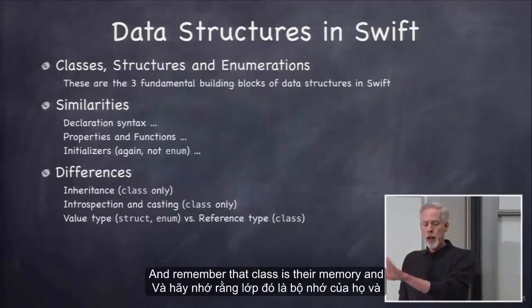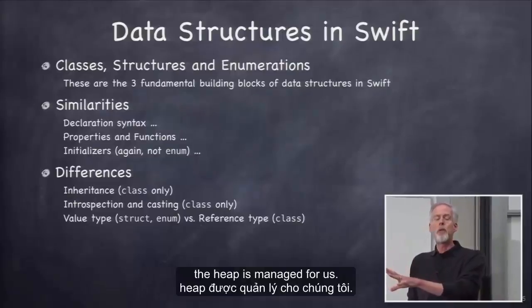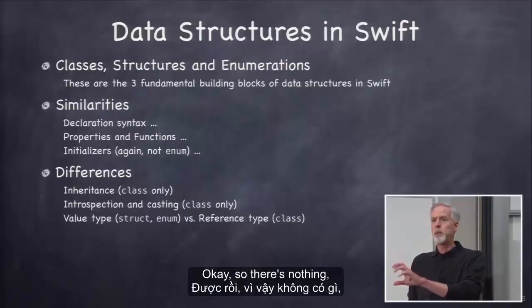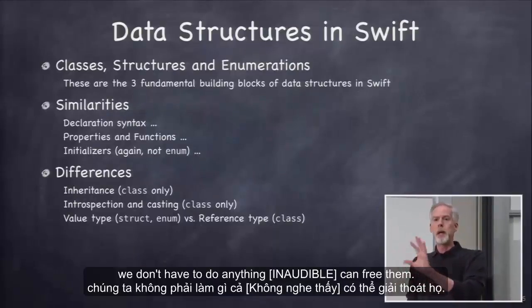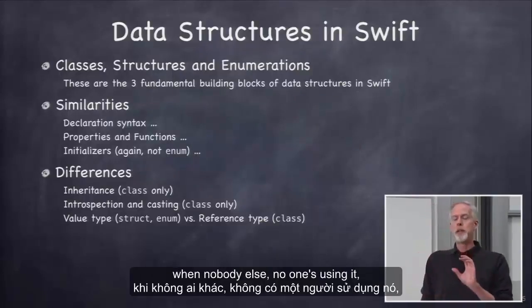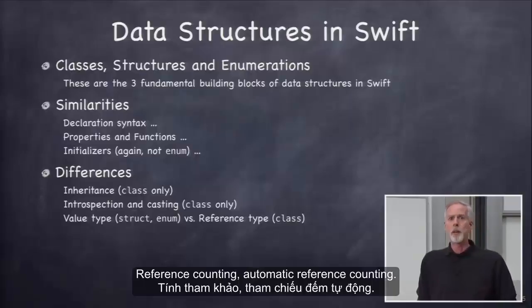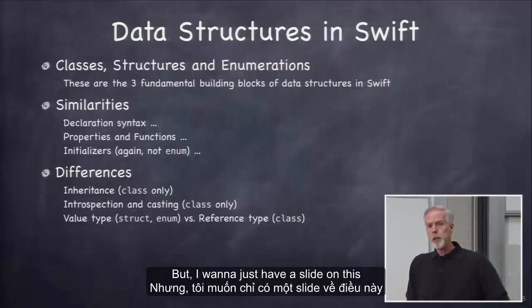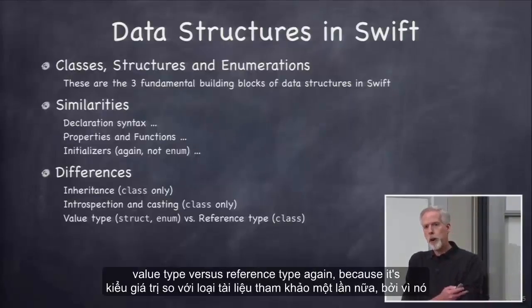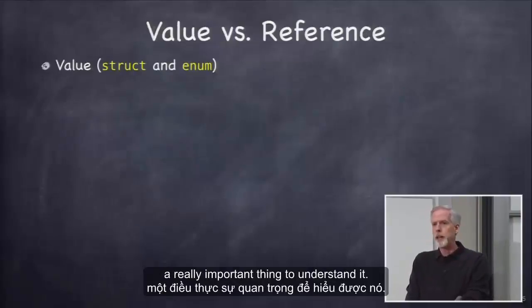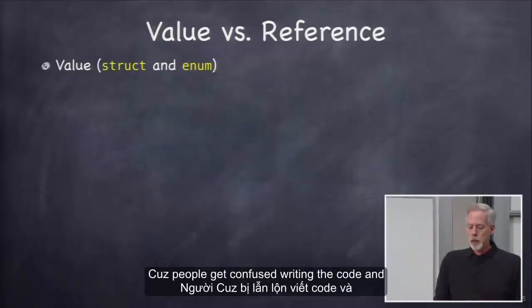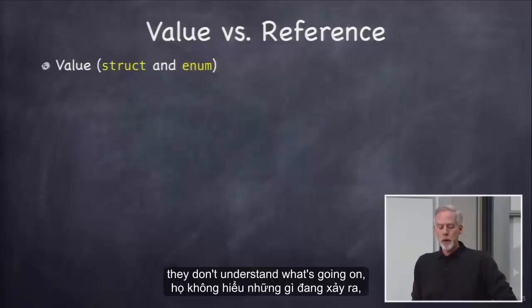And remember that classes, their memory in the heap is managed for us. Okay, so there's nothing, we don't have to do anything, alloc and free them. We create them when we want, and when no one's using it, it gets cleaned up. And it's not garbage collection, okay? Reference counting, automatic reference counting. But I want to just have a slide on this value type versus reference type again, because it's a really important thing to understand, because people get confused writing the code and they don't really understand what's going on.